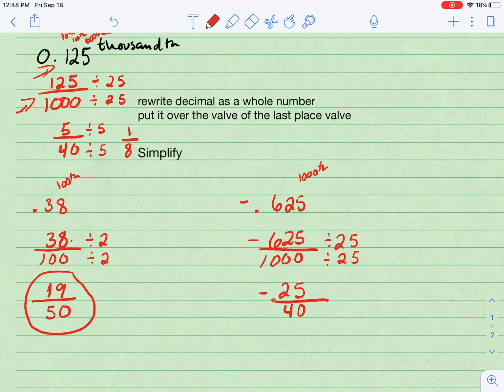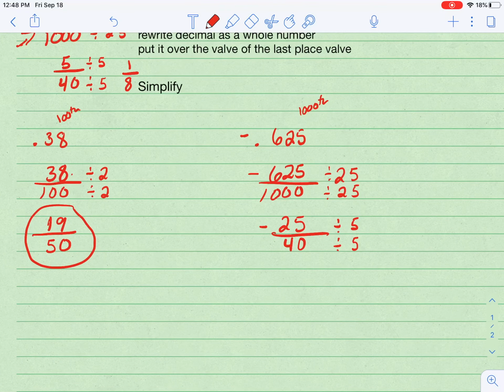Okay, and once again, that was not the greatest common factor because 5 can go into both of these. So I'm going to divide both by 5. Well, negative 25 divided by 5 is going to give me a negative 5. And 40 divided by 5 is going to give me a positive 8. So there we've reduced it all the way down to negative 5/8.